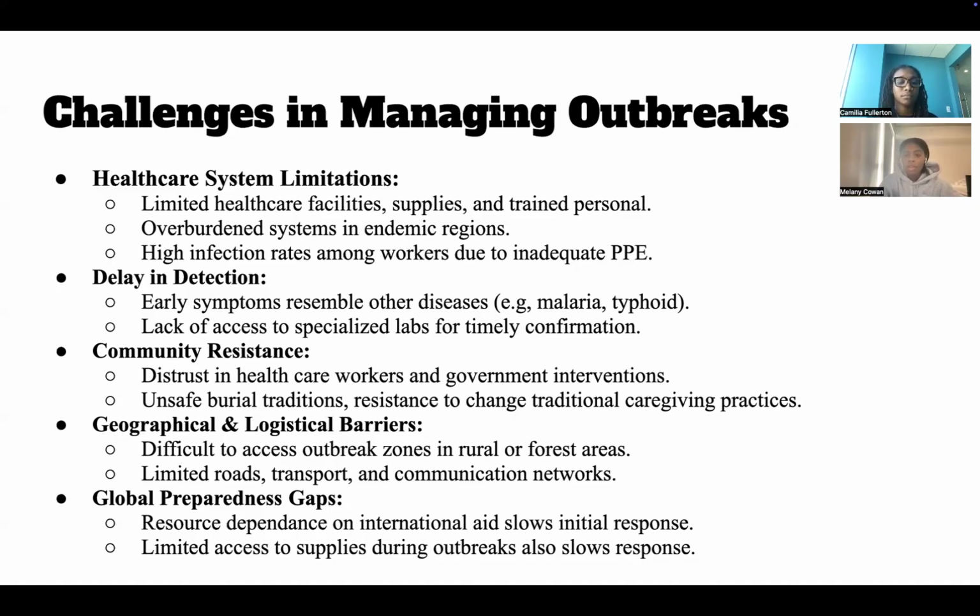Geographical and logistical barriers: difficult access to outbreak zones in rural and forest areas, limited roads, transport, and communication networks. Global preparedness gaps: dependence on international aid slows the initial response, and limited access to supplies during outbreaks also slows response. So with all of this information, we can see the challenges: weak healthcare systems, delayed detection, community resistance, logistical difficulties, and global resource gaps. Addressing them requires strengthening local systems, community engagement, and improving global preparedness. Next slide.